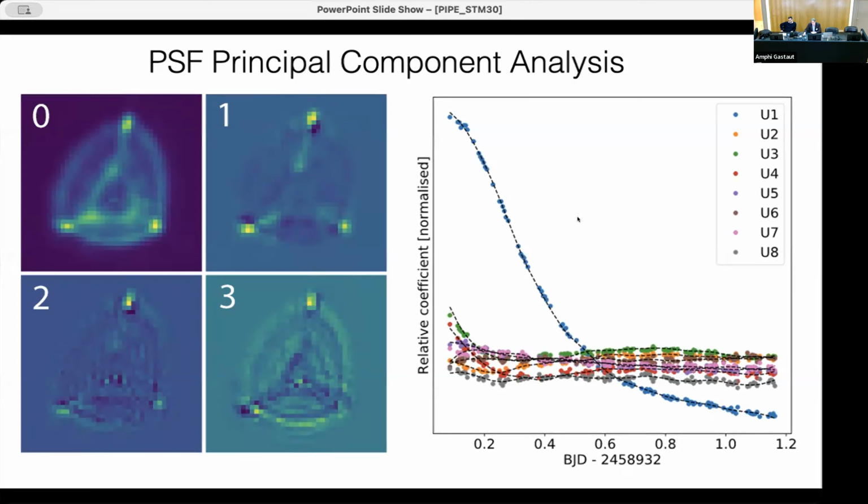So here you see an example of a target that has been fit by these principal components. And you see there's in particular one component that seems to be changing with time, and this is due to a ramp in this case. So you can use these principal components to detrend your data.